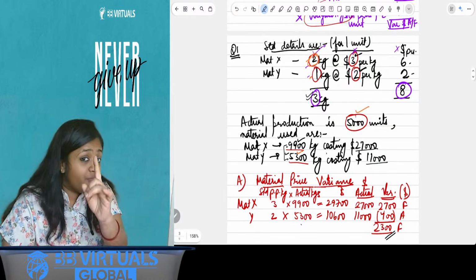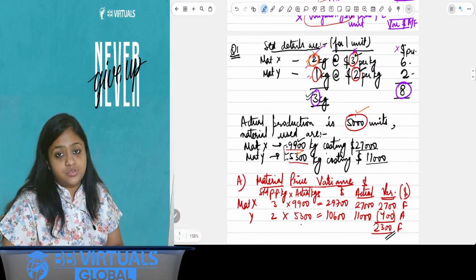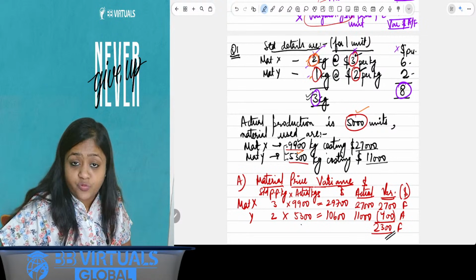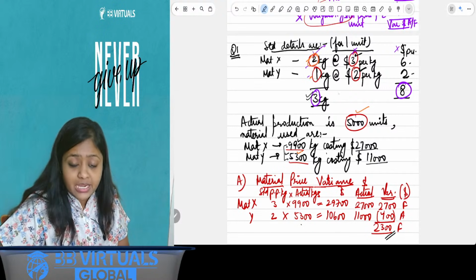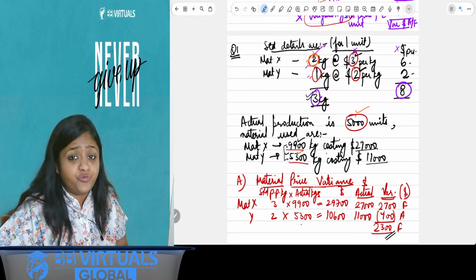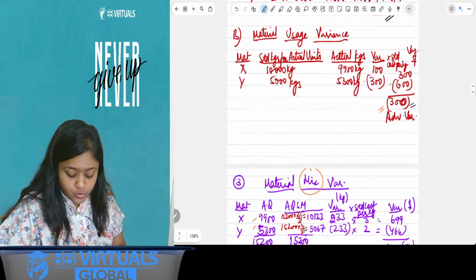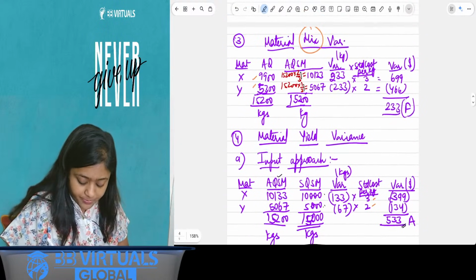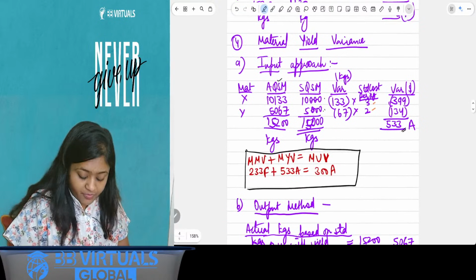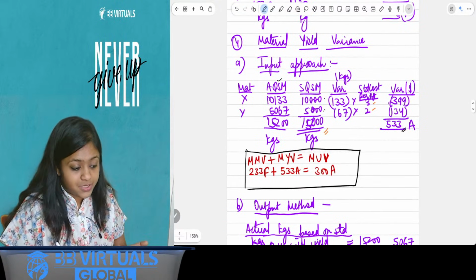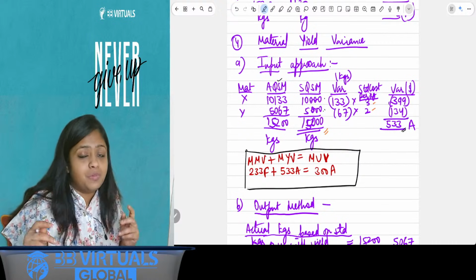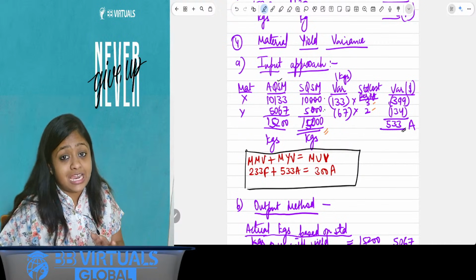We need material Y 1 kg to make the final unit. So material Y 1 into 5,000, 5,000. 10 plus 5 is 15,000. Now we know as per the standards, ideally we should have used only 15,000 kgs. Only 15,000. But we have used more kgs, so it's an adverse variance. Now again take the variance multiplied with standard cost per kg and get your answer.